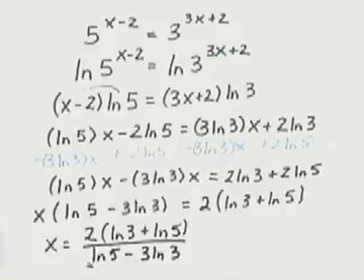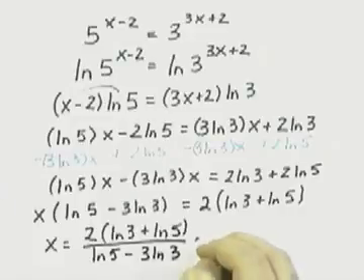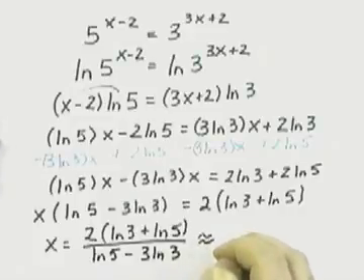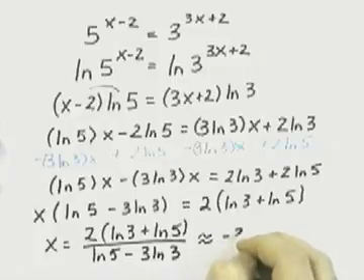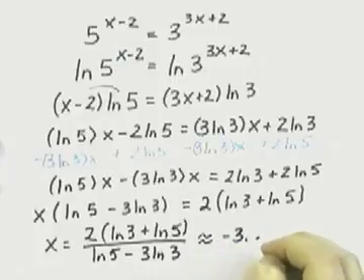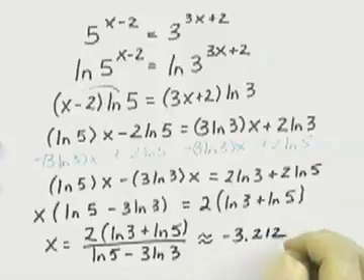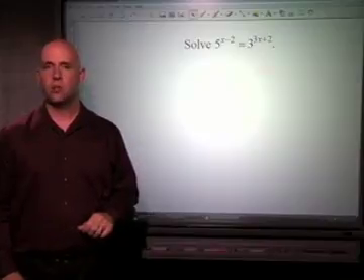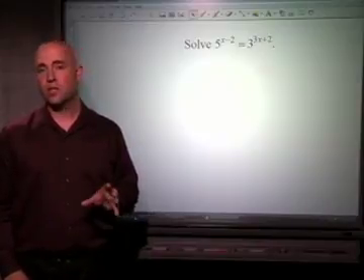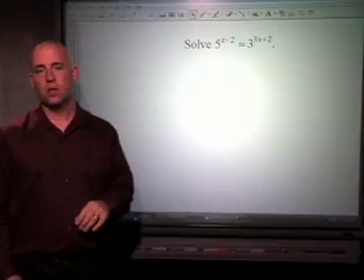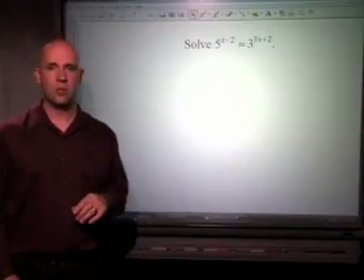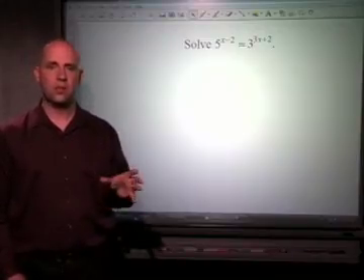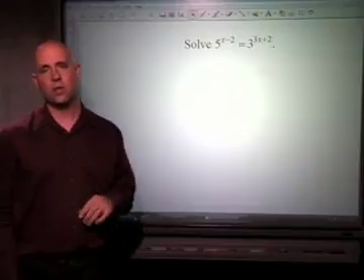Now this answer is exact. If I wanted an approximate answer, I would have to enter this expression into my calculator. I would get that x is approximately negative 3.212. We just solved an exponential equation to obtain an exact solution. The problem was fairly involved, but we were still able to get that exact solution. In some cases, all we really need is an approximate solution. In those cases, we can use our graphing utility to speed up the process.